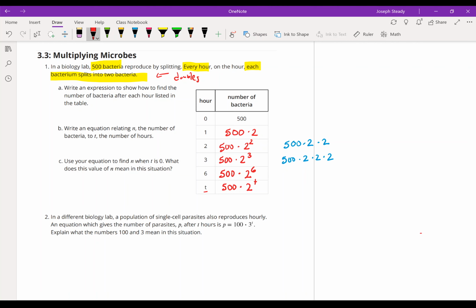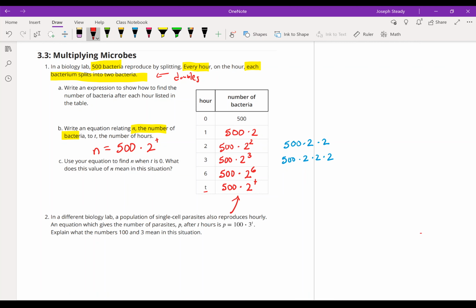So the second part of this, part B, now wants us to write an equation that relates n, the number of bacteria, to t, the number of hours. We pretty much already figured this out. We figured out that in order to find the number of bacteria, I use this expression right here. So my equation is going to be that n equals 500 that we started with times 2 with an exponent of whatever t is. So if it's been 10 hours, then t is going to be 10. If it's been only 3 hours, then t is going to be 3.